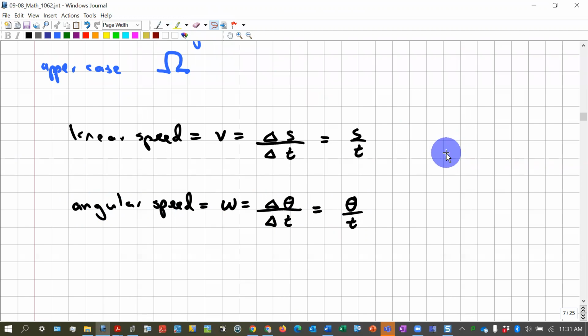Okay, so far so good on those definitions? So like a snowboarder going down a half pipe, when they get to the top of it, maybe they spin around 3 times in a half a second. So that would be the same as 6 rotations per second, something like that, right? That would be an angular speed. Okay.